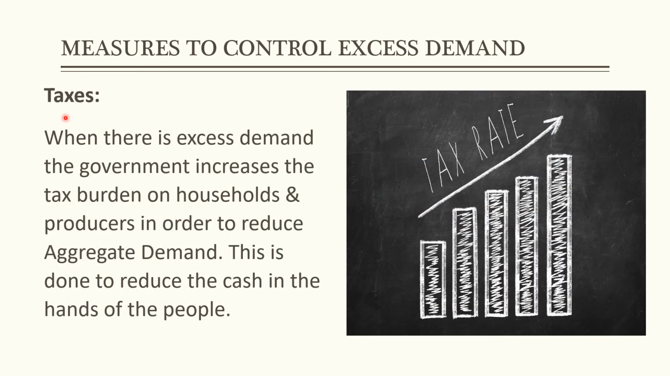The next tool would be taxes. Let's see how the government will use taxes to control or reduce excess demand situation in the economy. When there is excess demand, the government increases the tax burden on households and producers in order to reduce the aggregate demand. Why is this done? This is done to reduce the cash or purchasing power in the hands of the people. So if there is excess demand, that means people have excess purchasing power. How do we reduce that? Simply by increasing the taxes.